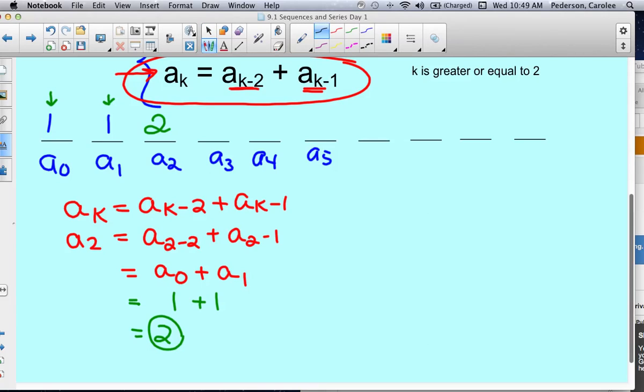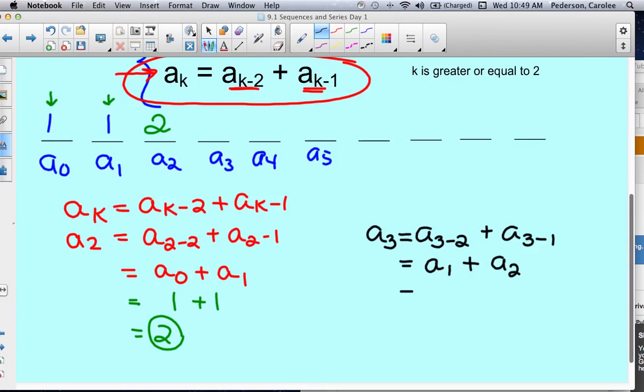Let's go on to a sub 3. So to find a sub 3, the fourth term in the sequence, we use the same red formula. So a sub 3 equals a sub 3 minus 2 plus a sub 3 minus 1. Reduce those subscript numbers. 3 minus 2 is 1. 3 minus 1 is 2.